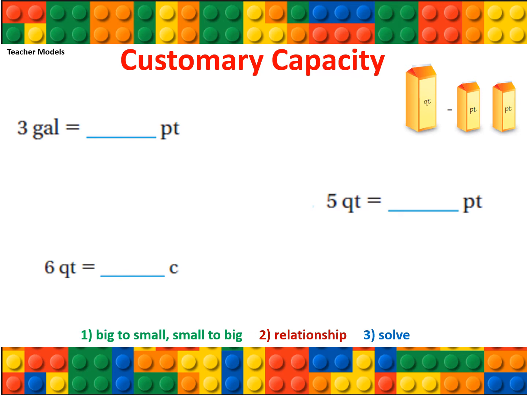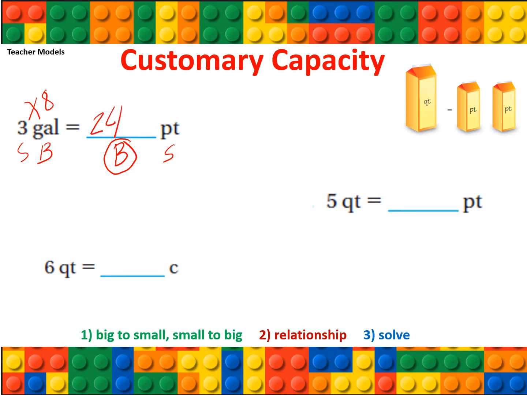let's do some customary capacity. Remember, we're still using the same strategy we learned yesterday, the big small strategy. So gallons to pints. Gallons is the large unit, pints is the small unit. So how many pints are in a gallon? So I'm looking for a big number. How to make a number bigger? We multiply. And if you think about it, there are 8 pints in 1 gallon. So then if I multiply 3 times the 8, because there are 3 gallons, 8 pints to each gallon, 3 times 8 gives me 24 pints.